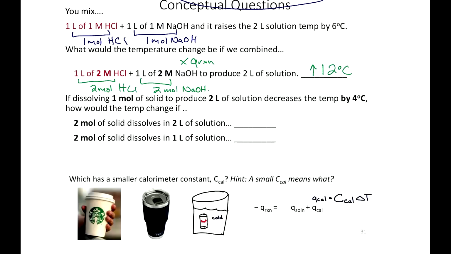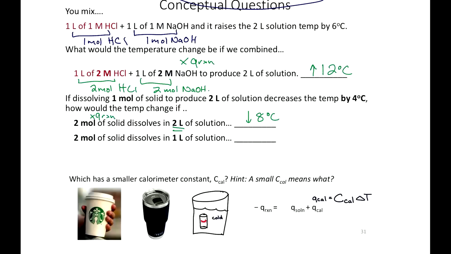If we double the amount of solid, we are doubling Q. We're dissolving it in the same amount of solution. So what kind of temperature change should we see? A decrease by 8 degrees. Yes, 8 degrees Celsius. So then this follow-up one, what if we dissolve 2 moles of solid, but this time in 1 liter of solution?